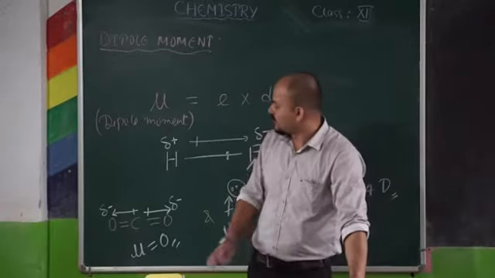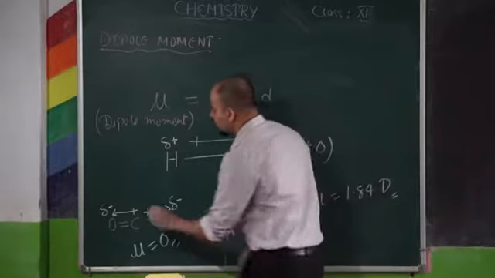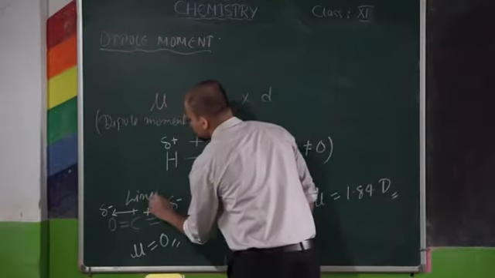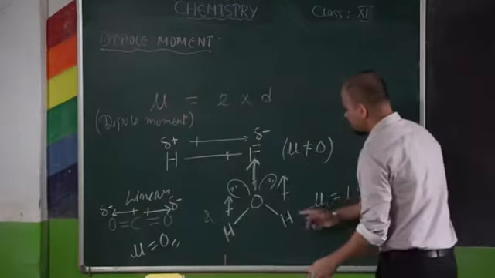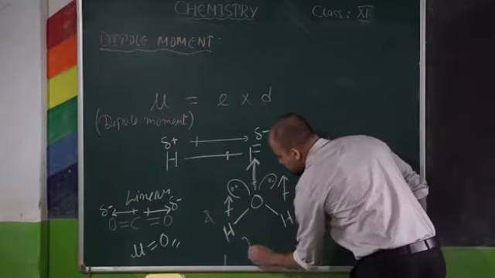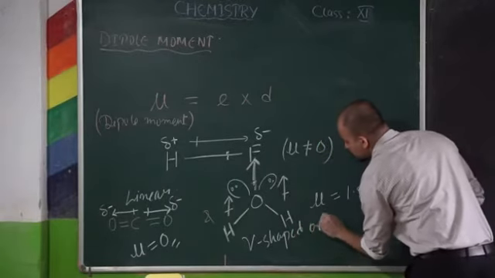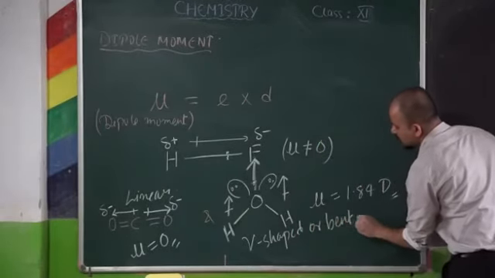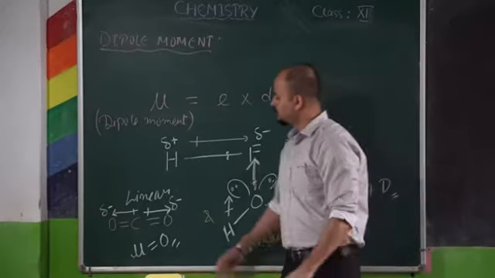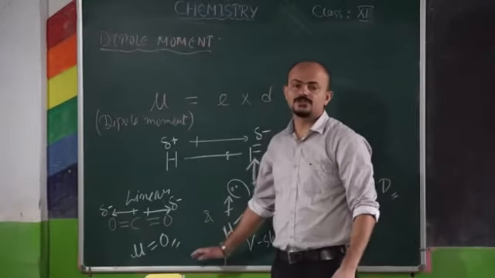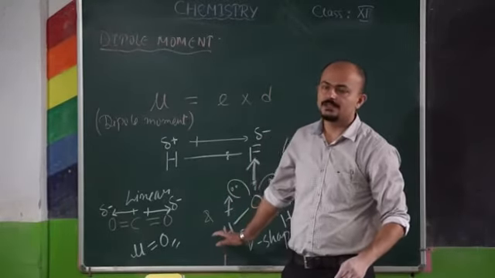From the dipole moment, you can predict the structure. This is a linear structure. And what is this one? You can see it is V-shaped, or bent. So mostly such types of questions will be asked from this dipole moment topic.